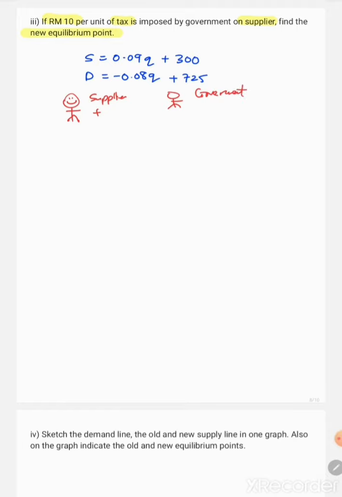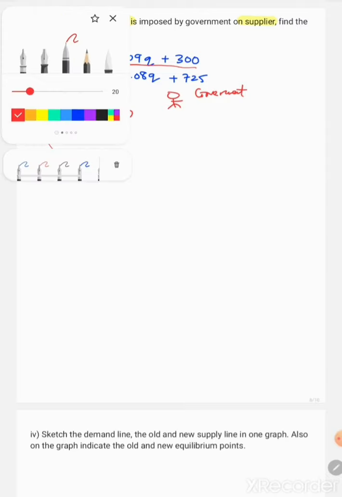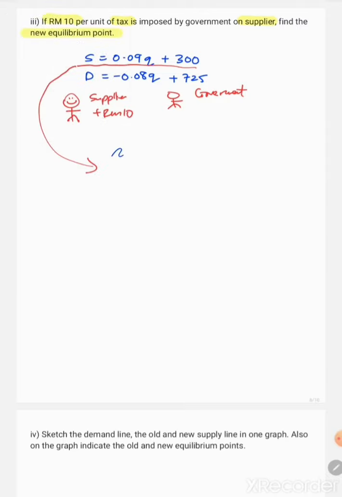So the supplier needs to pay extra ringgit because the supplier needs to pay tax, right? So now we have the supply equation, and from it you have to form a new supply equation where you add 10 ringgit. So this is S prime equal to 0.09Q plus 300 plus 10, we have 310. To find the new equilibrium point, we have to apply simultaneous equations.